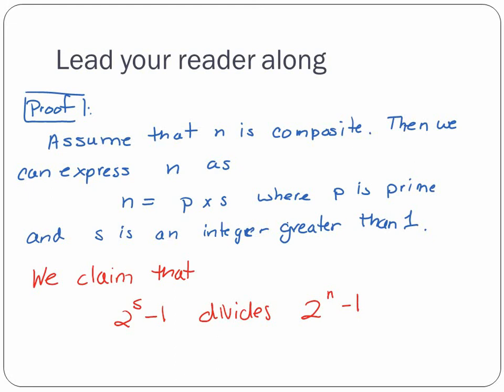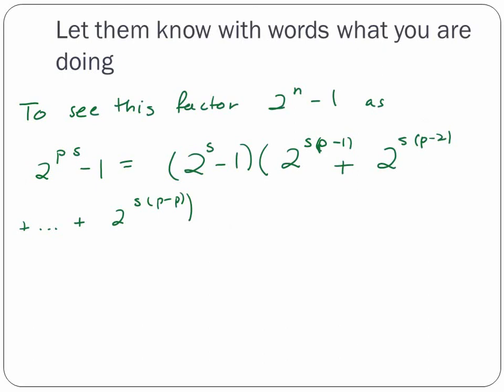What do you have to show? What do you know? Right, I'm proving the statement that I wrote up here. So erase number 14 or 15. I'm proving the statement I wrote up here. So I'm proving that 2 to the n minus 1 is composite. To see this, factor 2 to the n minus 1.